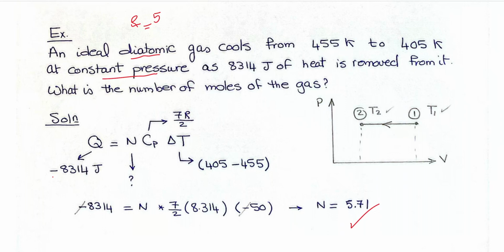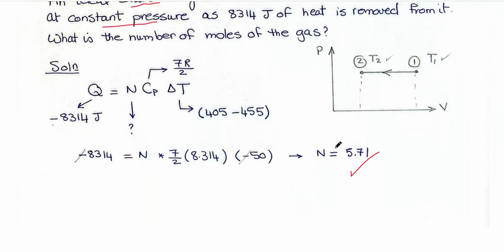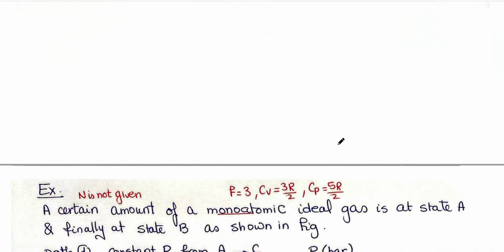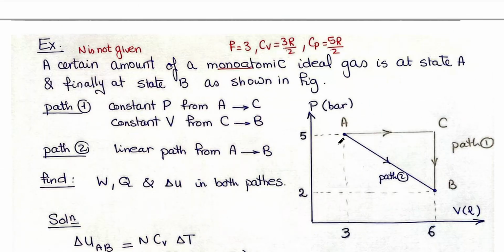Another example: we have a certain amount of gas. This gas is a monoatomic gas. A certain amount means n is unknown. We didn't mention in the example what the value of n is. A monoatomic gas means F equals 3, Cv equals 3R over 2, and Cp is 5R over 2. We have to memorize this, and you are the one who will put this data.